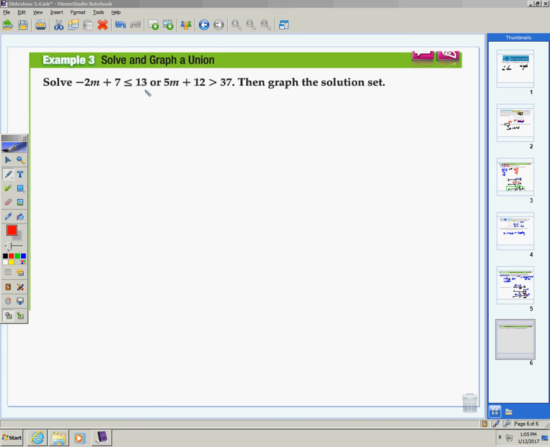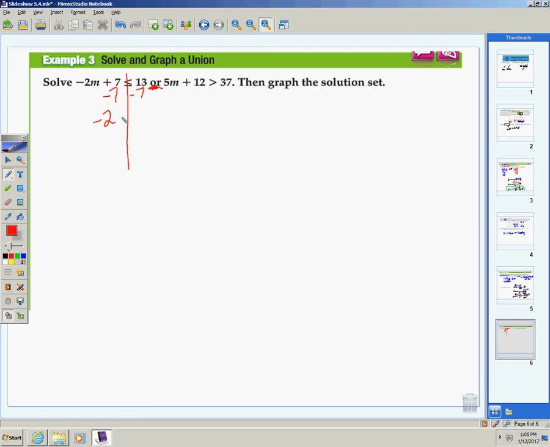Solve and graph another union. I see the word or, which tells me right away it's going to be a union. So I'm going to solve the one on the left. Subtract 7 from each side. Negative 2m is less than or equal to 6.